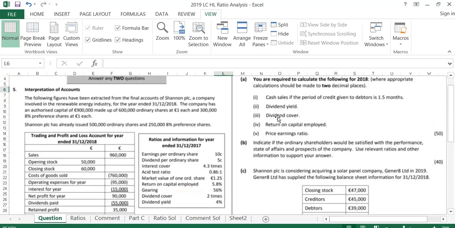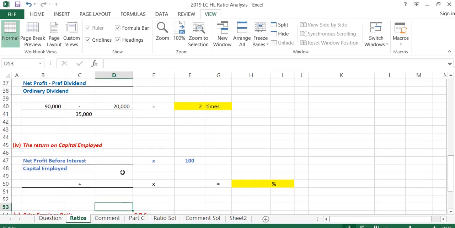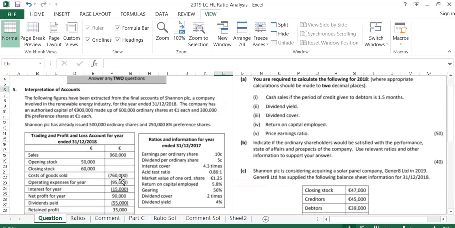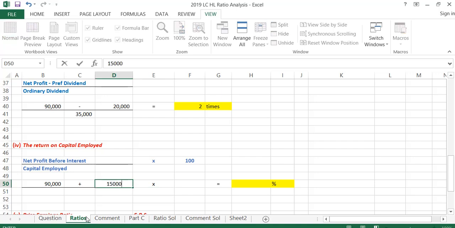The next ratio you're asked to calculate is return on capital employed. So the formula for return on capital employed is net profit before interest over capital employed multiplied by 100. Now, if we go back to the question, the net profit is 90,000, but that is after interest of 15,000 is taken away. So the net profit before interest will be 90,000 plus 15,000, and that's usually the way it is, but sometimes you don't have to add back the interest because it already is before interest in some of the years, so you just have to be careful.